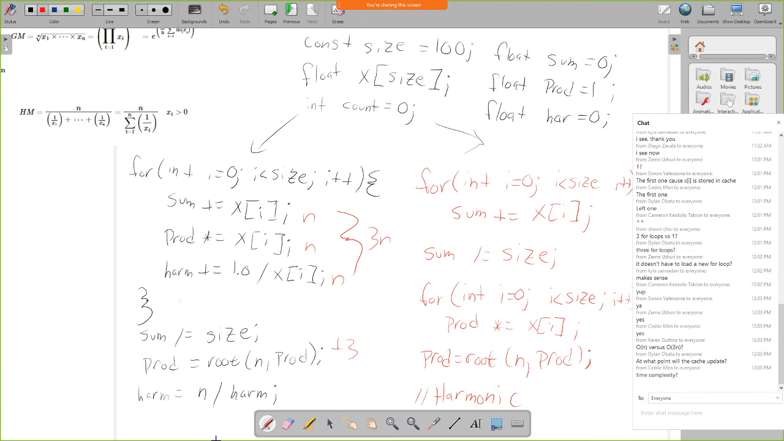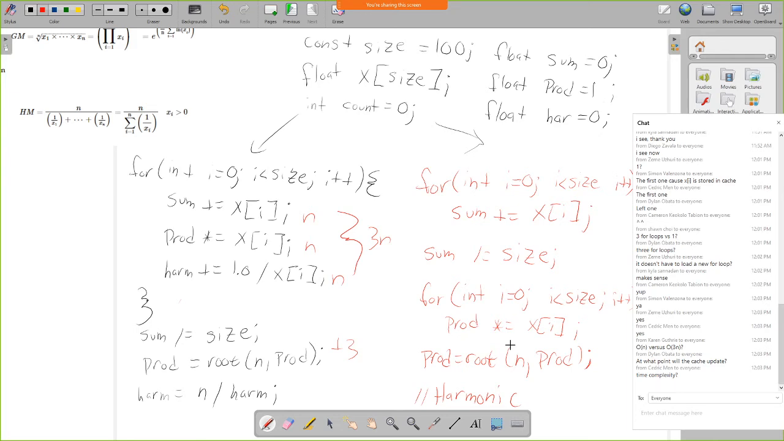At what point will the cache update? The cache will update if it gets a cache miss. So if it tries to, let's just say, find x sub i, which is more realistic for this one, it's going to get a miss. If it tries to find x sub i and it's not there, it will get a cache miss, it will go to memory, and then the cache will update.